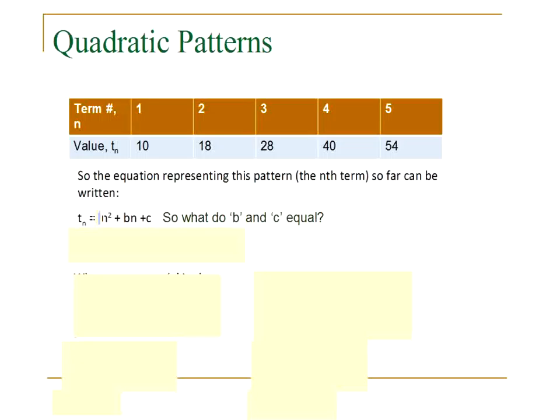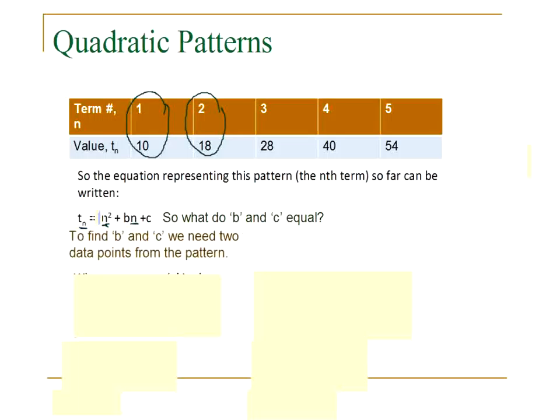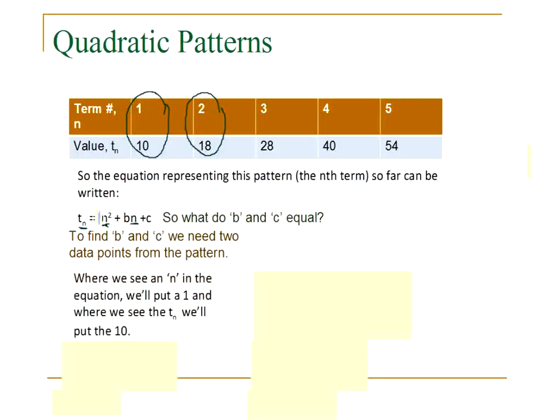So I can set up equations for B and C as long as I have n's and Tn's. And of course I do. There's one, there's another. These are data sets, data pairs. So what I can do here is plug in n equals 1 and Tn equals 10, and I can get this equation. And that simplifies to be 9 equals B plus C.